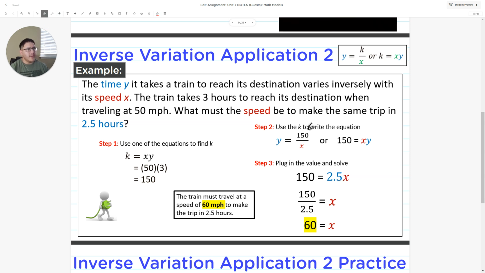If you wanted to see how we did it with the first equation, I could do it right here. This will be 2.5 is equal to 150 over x. I would do something called cross multiplication. I would cross the x and the 2.5 and switch them to get x equals 150 divided by 2.5, and you're still going to get the same result from there. But either way, it does not matter.